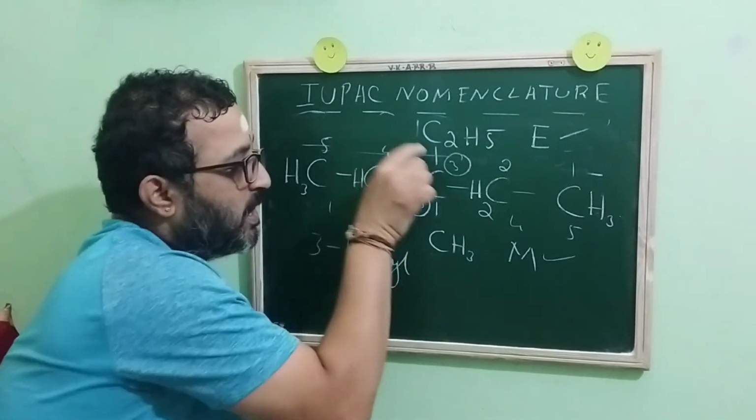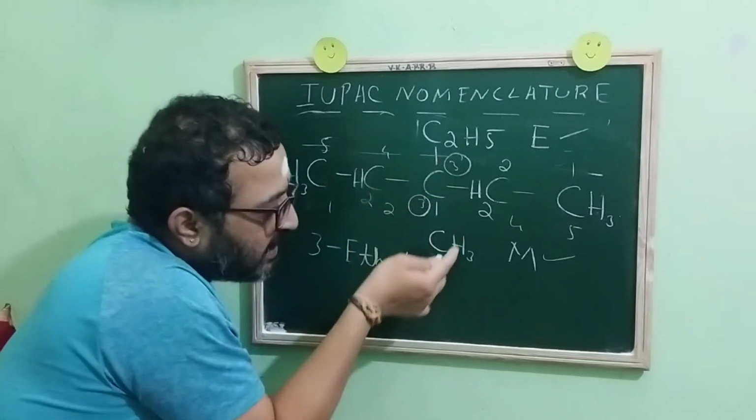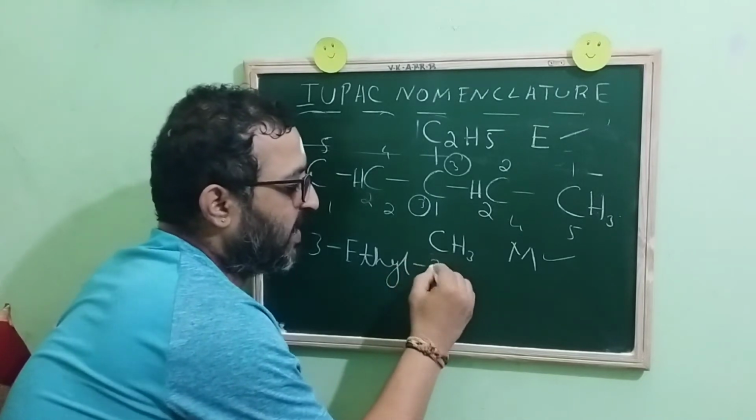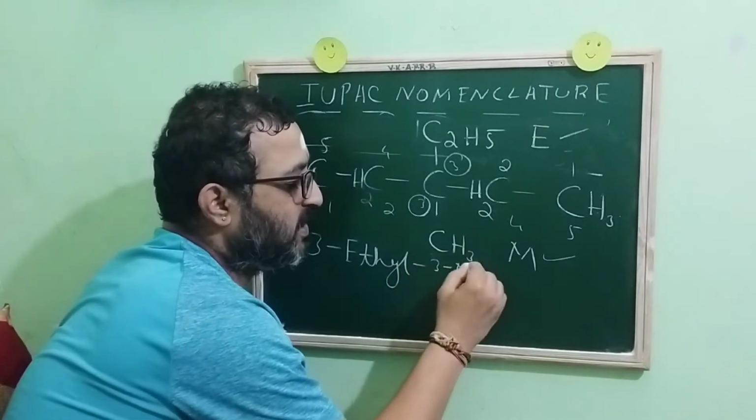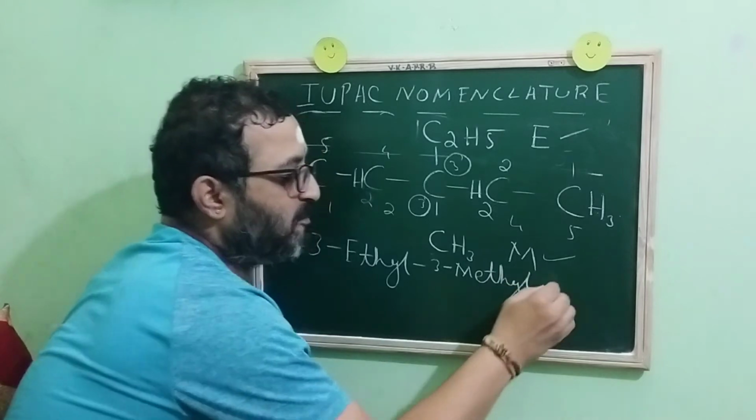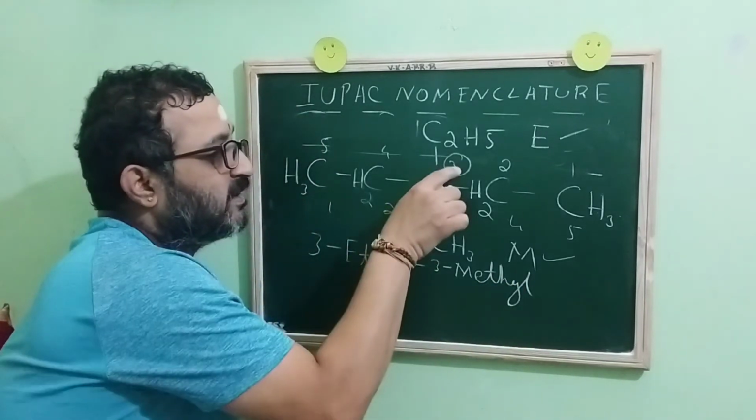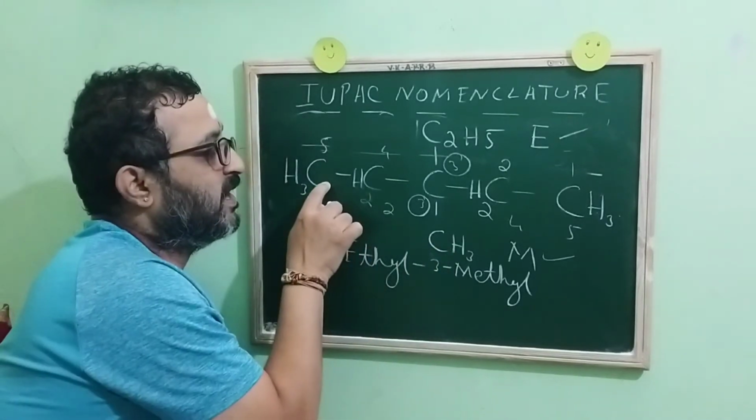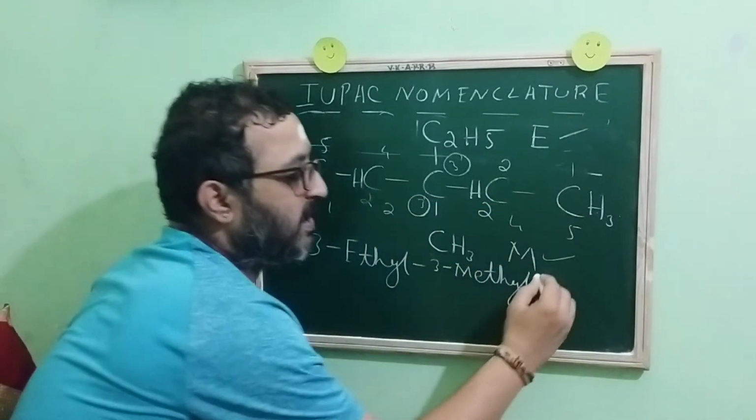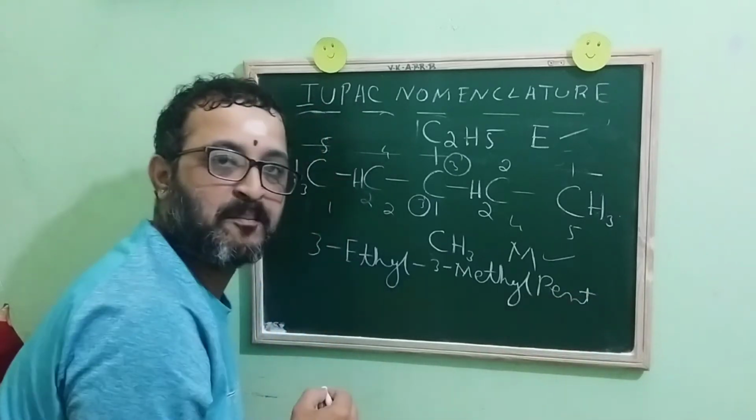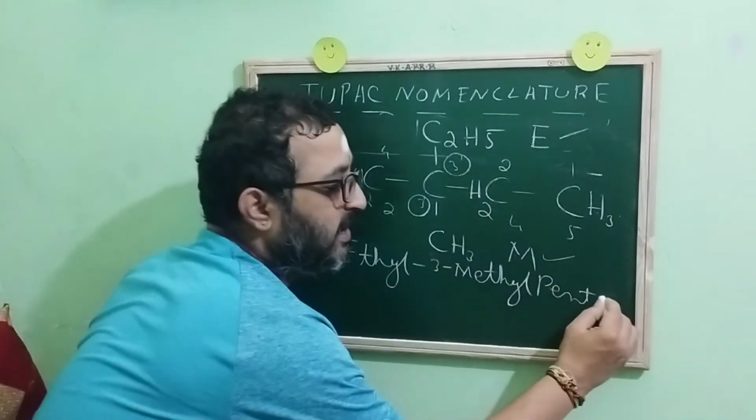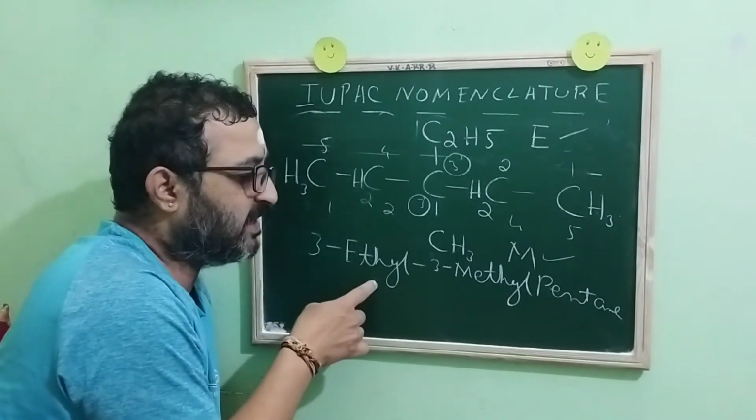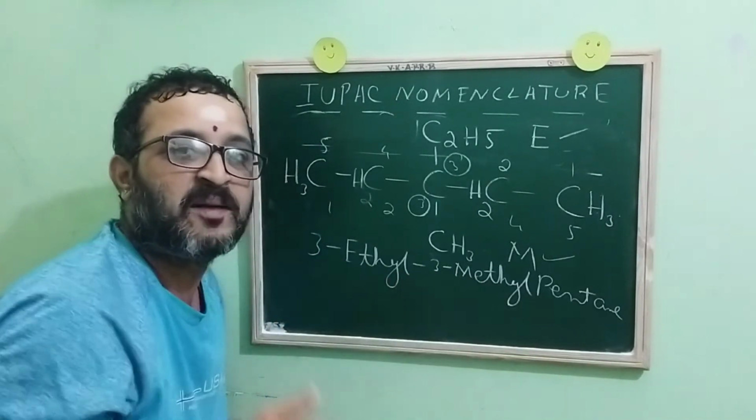ethyl. Now to the same third carbon, what is also attached? Methyl group is attached. Hyphen 3 hyphen methyl, right? Third carbon ethyl, to the same third carbon methyl. Then 1, 2, 3, 4, 5. It is what children? Pent. Single bond, it is ane. So the name of the compound is 3-ethyl-3-methylpentane.